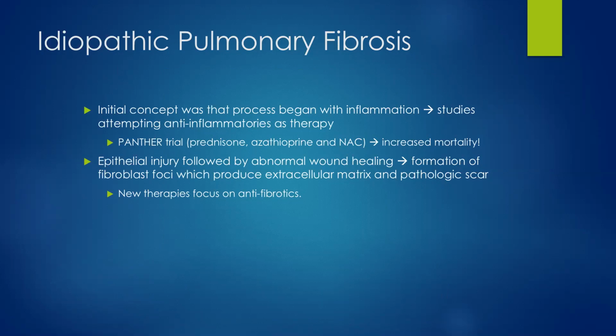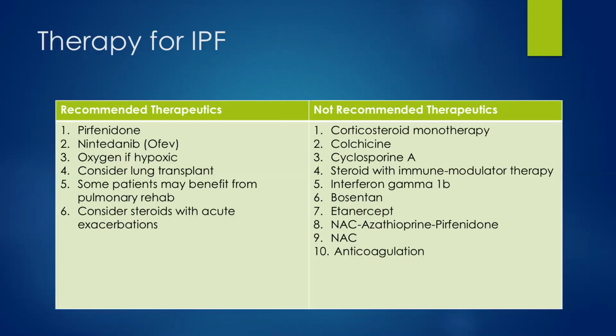And then they stopped the study because they realized they were killing people, and we had to stop it on everyone that we were treating. Because now we know it's not an inflammatory problem. True IPF is epithelial injury with incorrect wound healing and scar formation. And so that's what all the new therapies target. The two you'll see people on are pirfenidone, Esbriet, and nintedanib, OFEV. Those are the two medications, and they really work.